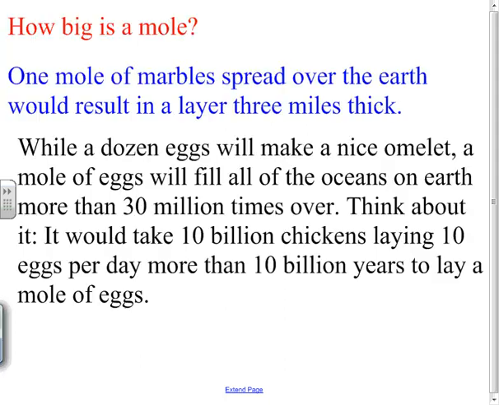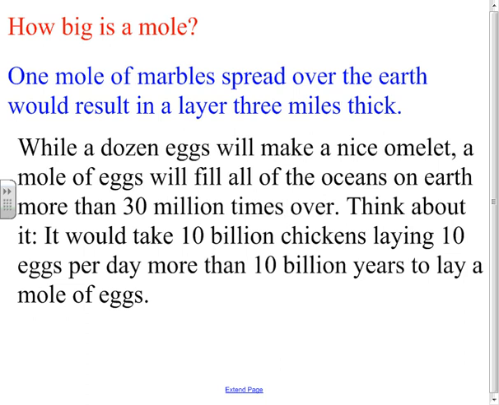To give you a sense of how big a mole is in terms of the quantity of particles, 1 mole of marbles spread over the earth would result in a layer estimated to be 3 miles thick. If you have a dozen eggs, that would make a huge omelet. But if you had a mole of eggs, it would fill all of the oceans on earth an estimated 30 million times over. It would take 10 billion chickens laying 10 eggs per day more than 10 billion years to lay 1 mole of eggs.